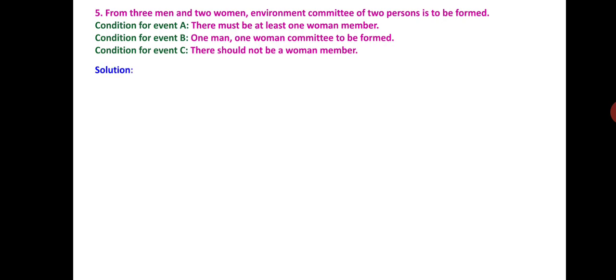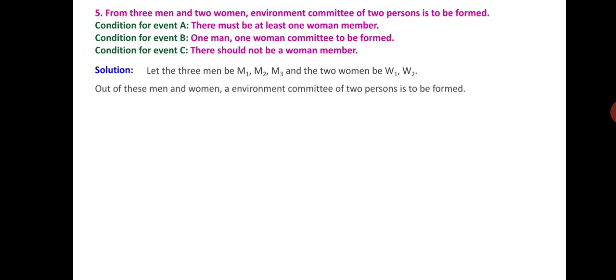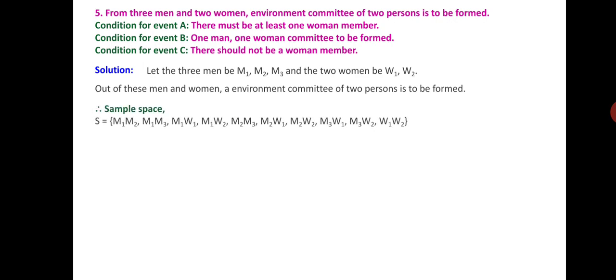So friends, out of these 3 men and 2 women, first of all we should write a committee of 2, that is the sample space. For that, let us consider the 3 men as M1, M2 and M3 and the 2 women as W1 and W2. So out of these men and women, an environmental committee of 2 persons is to be formed. Therefore, the sample space will be M1M2, M1M3, M1W1, M1W2, M2M3, M2W1, M2W2, M3W1, M3W2, W1W2. So, n(S) will be 10 now.